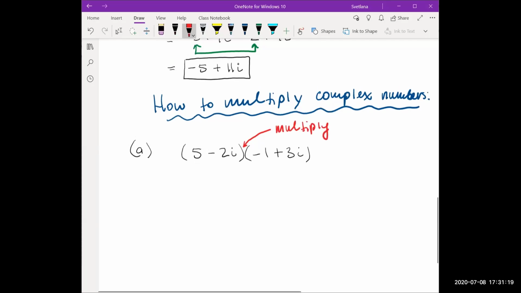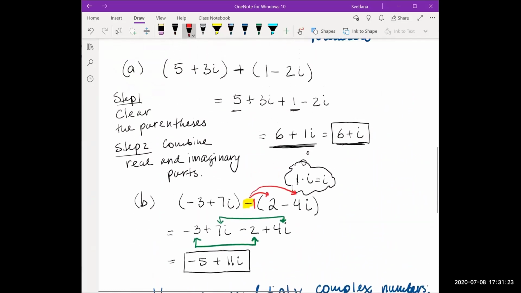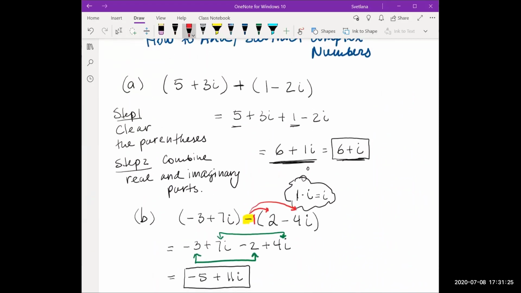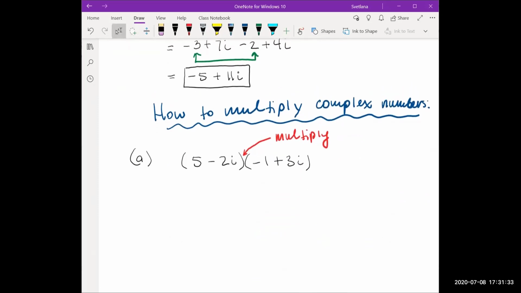If you see plus or minus in between the parentheses, like in the previous two examples, see how we had minus in between. So right here we had minus in between the parentheses. Here we had plus in between the parentheses. Well, that's addition or subtraction. So that's the difference.